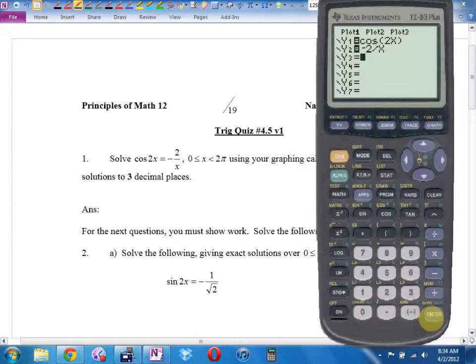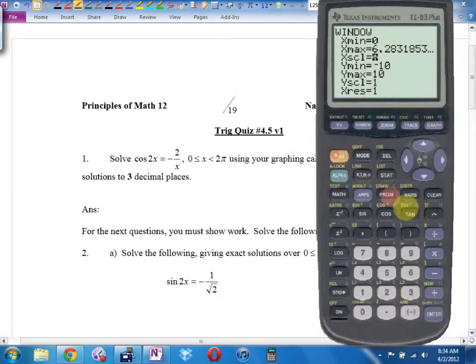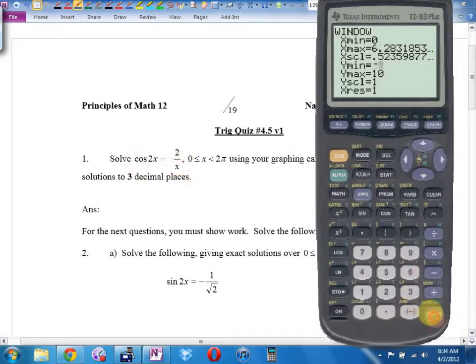Here, they did give me a domain, so view window, they said to go between 0 and 2 pi. When in doubt, my scale is pi by 6. Y min, well, this has an amplitude of 1, so it's going to be 1 up, 1 down. It's a reciprocal graph, and I'll go from negative 3 to 3 as my guess.